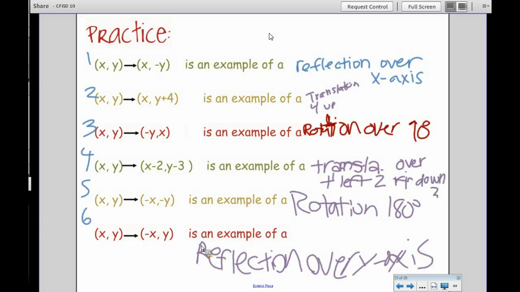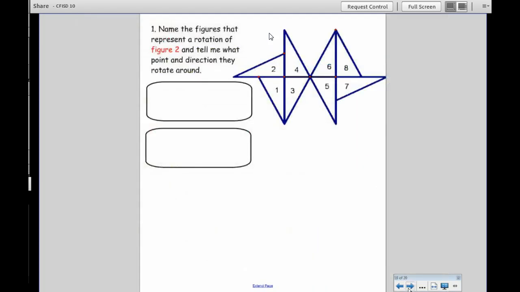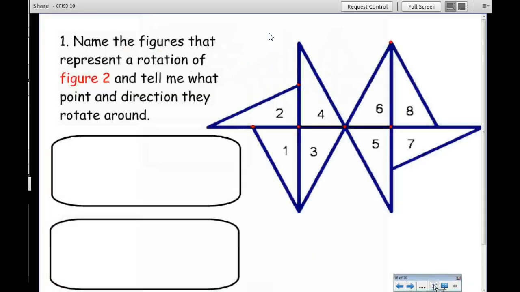3. Beautiful. All right, the answer to number 2 is a translation up. The answer to number 3 is a rotation 90 degrees. Left 2, down 3. Rotation 180, reflection over the y-axis. Okay? Ooh, I'm losing you. All right, I'm going to ask my own questions instead of that one.